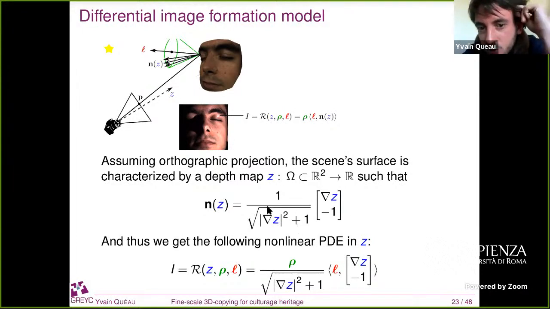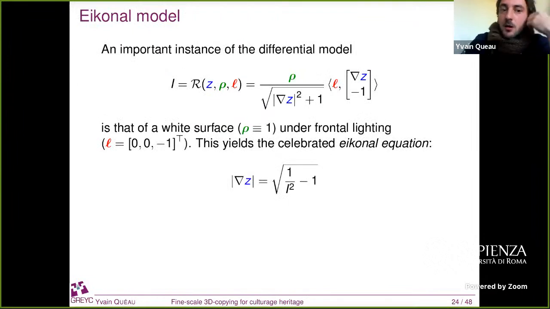If I plug this definition inside my image formation model, I get a nonlinear partial differential equation, a PDE, in Z, with the intensity being the product of the albedo times the shading, where inside the shading, I just plugged the definition of the surface normal. So this is a nonlinear PDE. There are infinitely many ways to solve it.